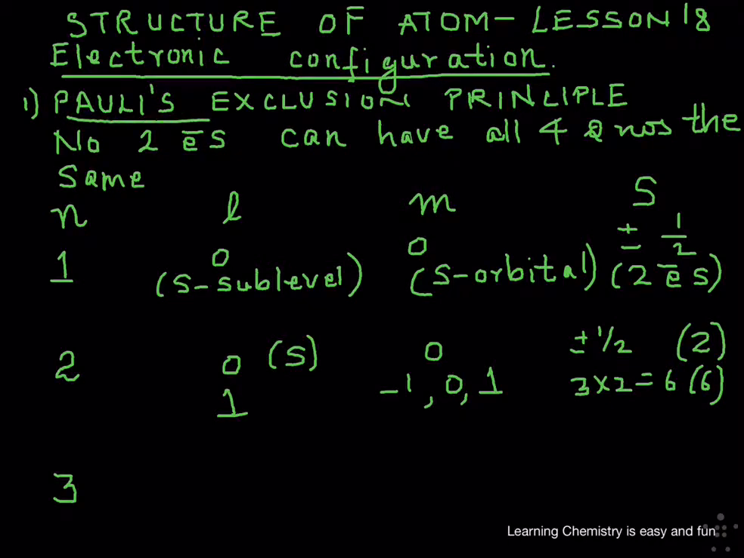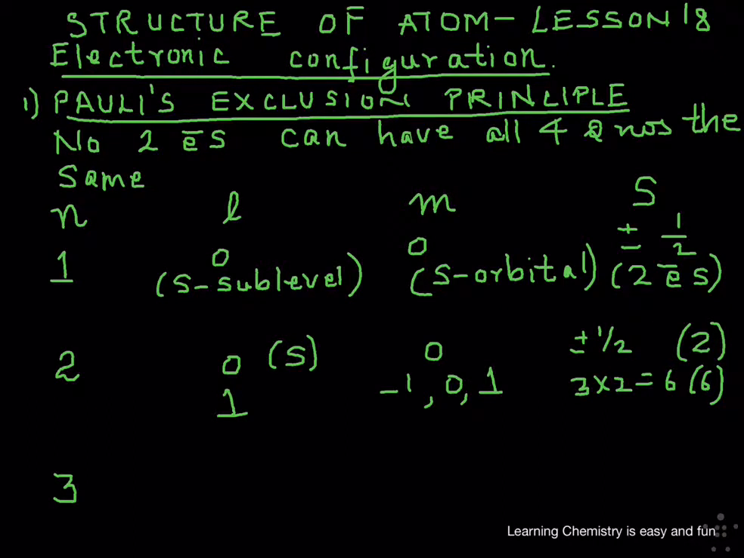Pauli's exclusion principle states that no two electrons can have all four quantum numbers the same. Now, if you are not clear about the quantum numbers, lesson number 17 is completely dedicated to quantum numbers and how we decide and what are their values.